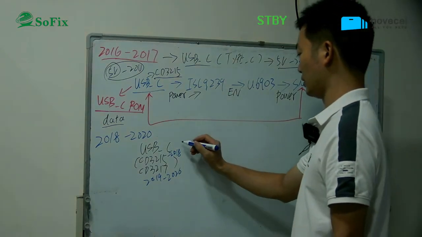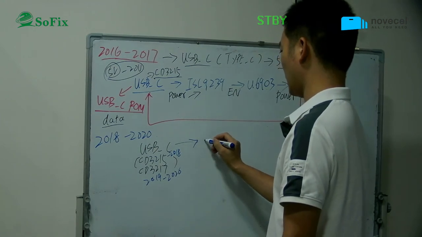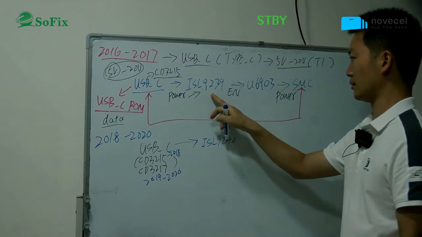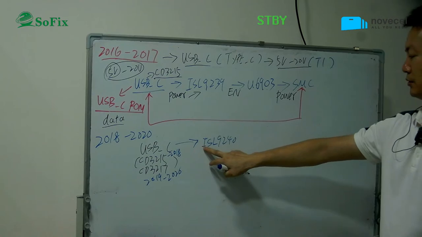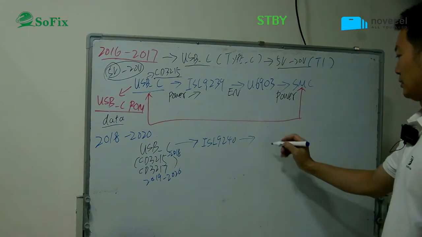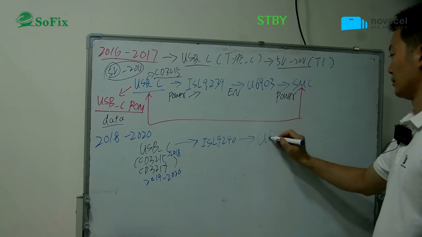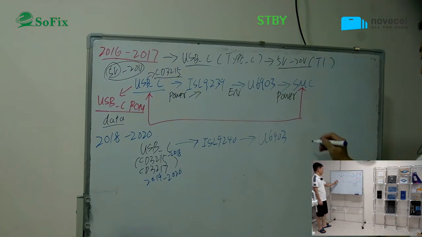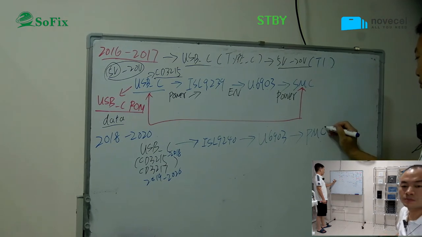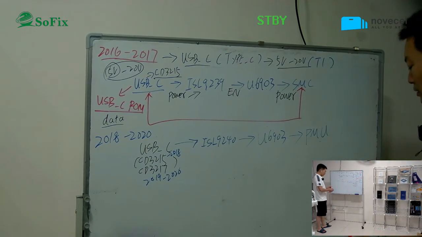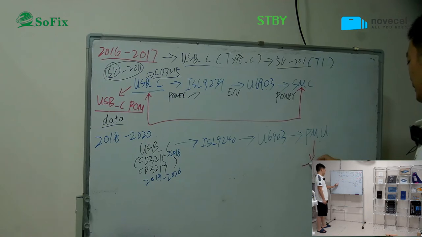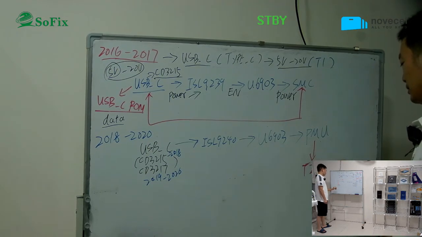So now the USB-C chip controls the charger IC. The charger IC is also different. Before, it used the 9239; the T2 model uses the 9240. Then they also provide the enable to this IC. Then it provides the voltage to the PMU IC. The PMU IC provides the voltage to the T2. Then the T2 working condition is normal.